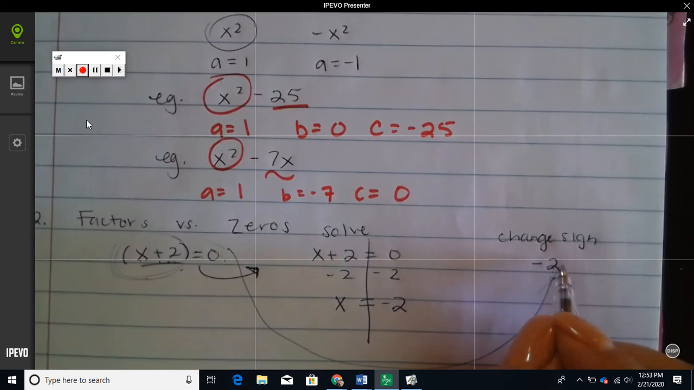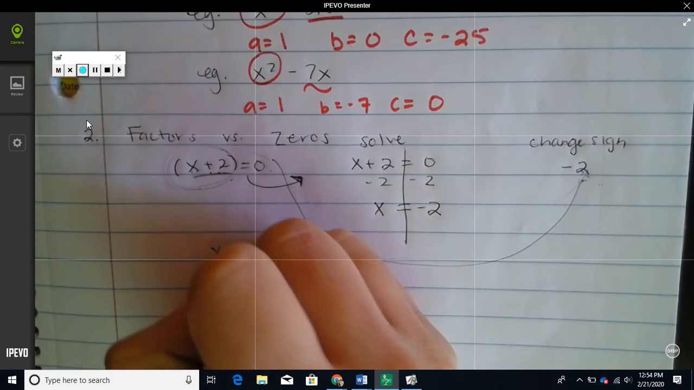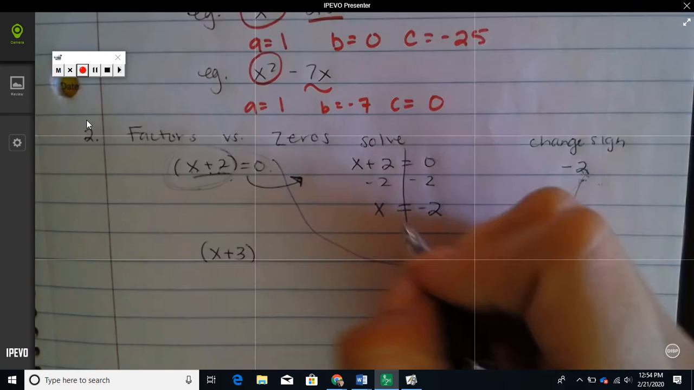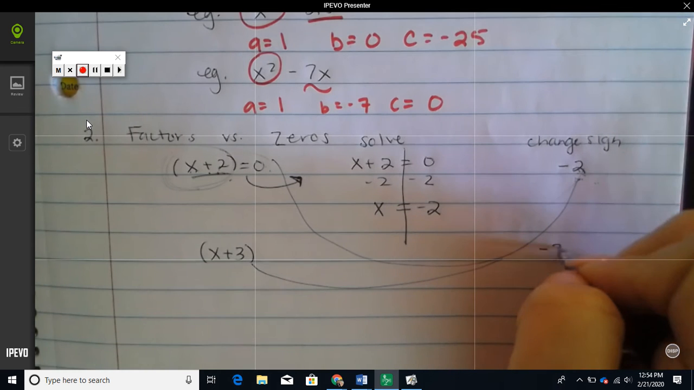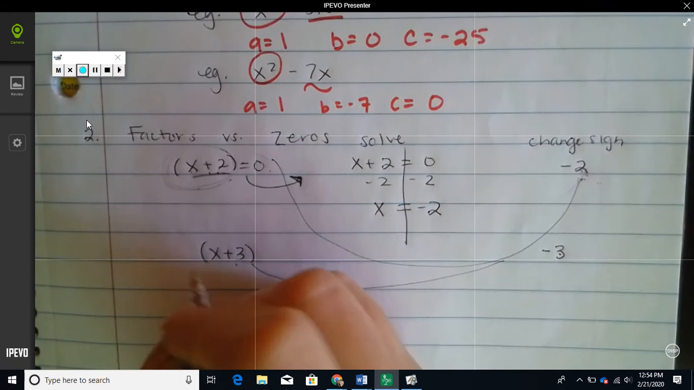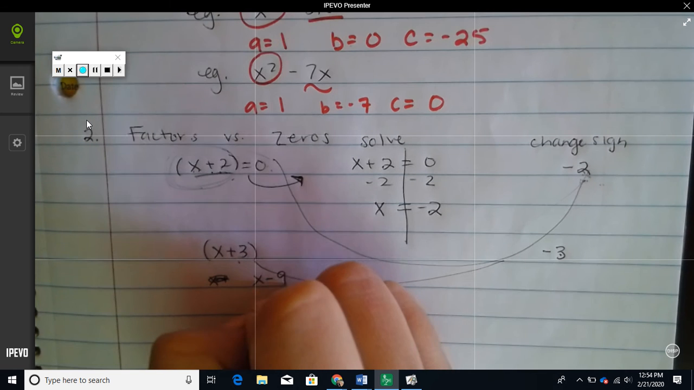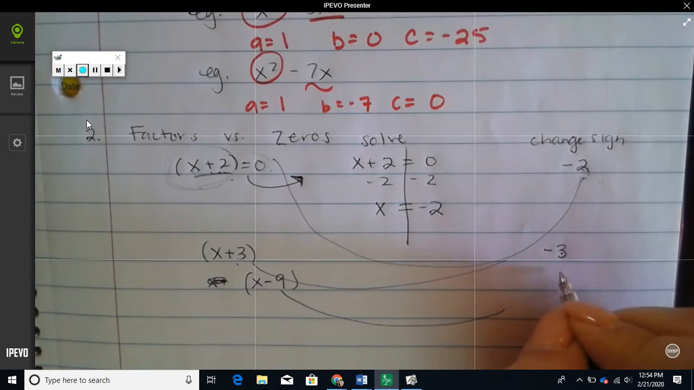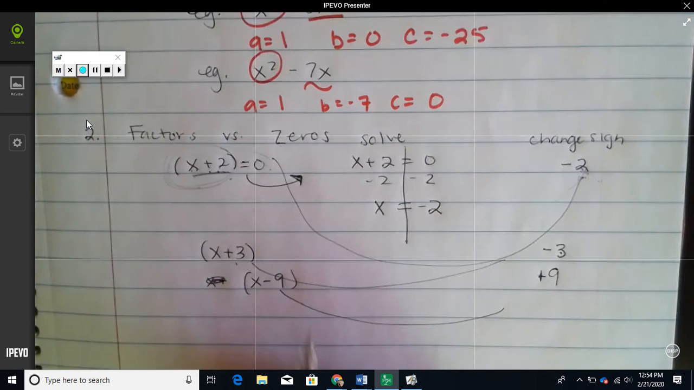So for example, if you had a factor of x plus 3, that would be your factor. But what would be the 0? It would be -3, because here it's +3, here it would be -3. So what if you had x, we'll do x minus 9. That's your factor. What would be your 0? A +3. I'm sorry, +9. Why? Because it's negative here and you change the sign to a positive.